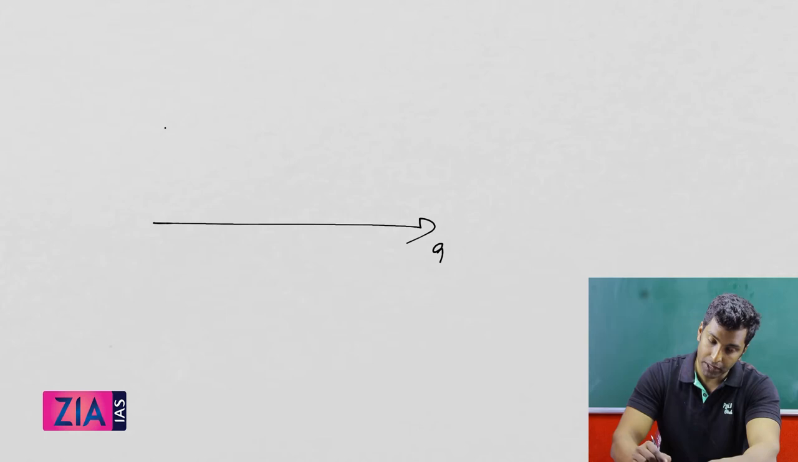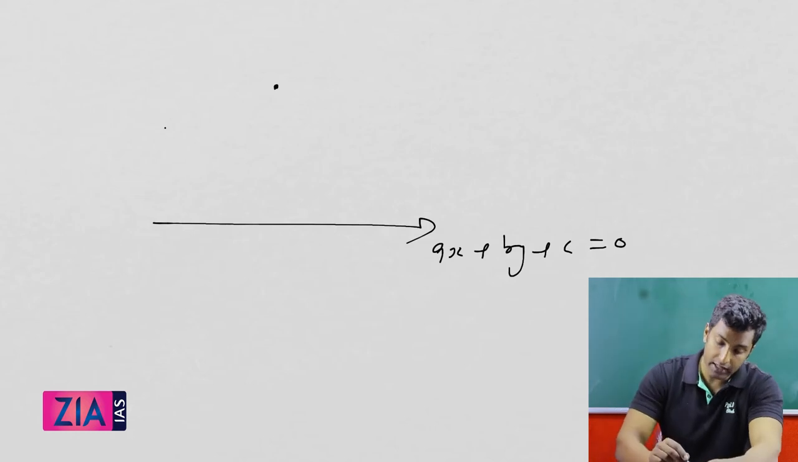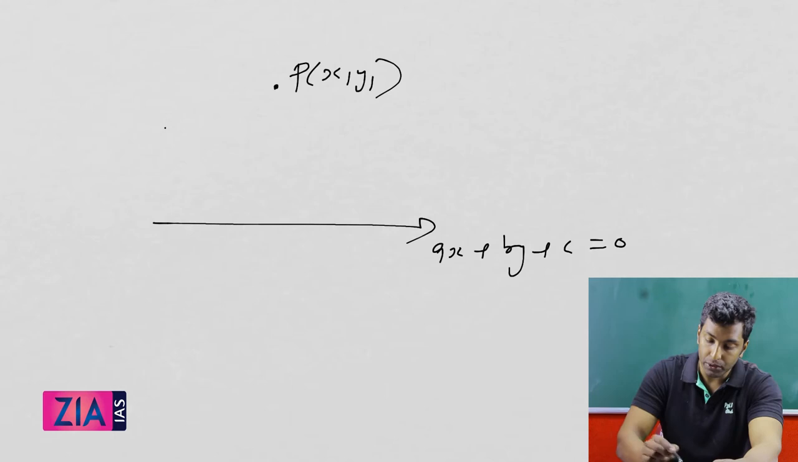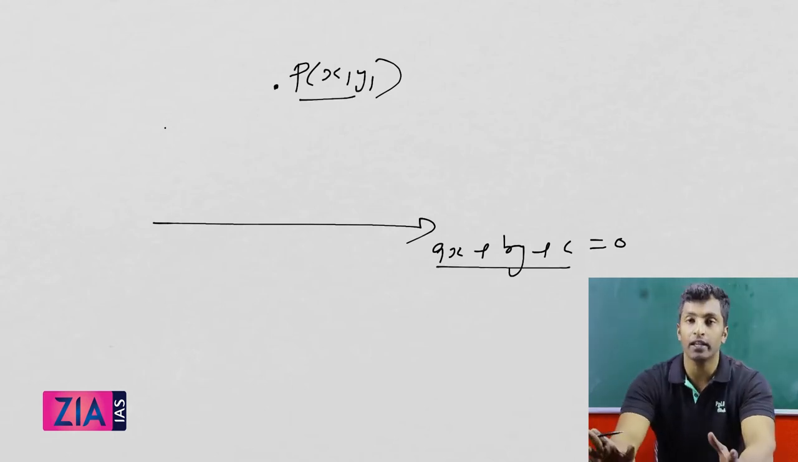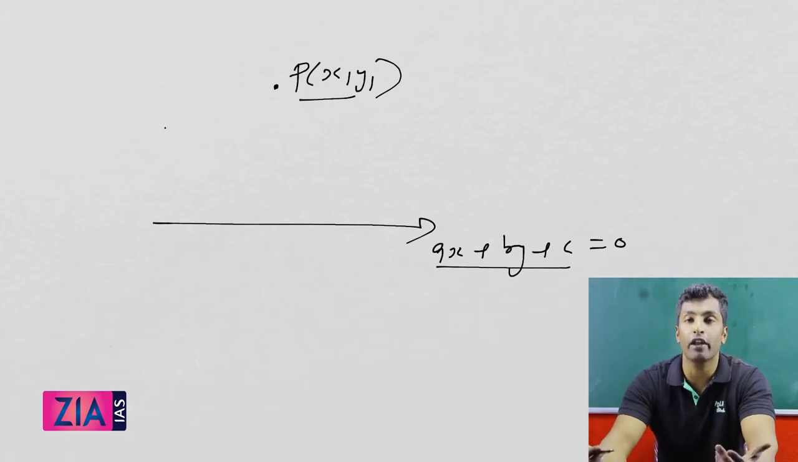Okay, so let me start off with this concept, that is, if you have a straight line like this, okay, so this is your ax plus by plus c equal to 0, and there is a point somewhere here. Okay, so this point is P of x1, y1. So the point is given to you, you have a straight line. So I hope you understood the question that I'm going to ask you, right? So how far is this point from the straight line?